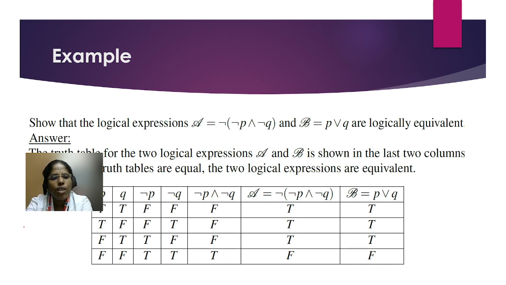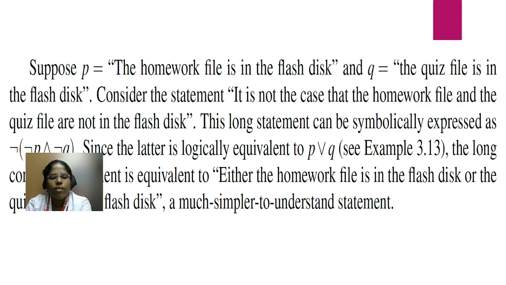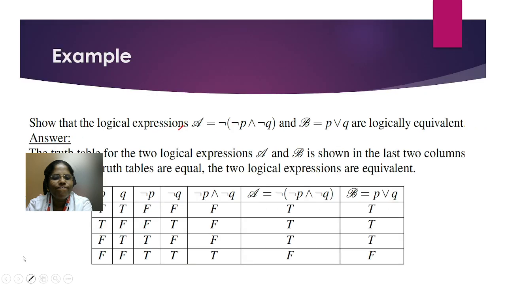As usual, first we need to take the P value and Q value, and then the negation P and negation Q. And then we need to take the AND for negation P and negation Q. AND means if both are true, then only you will have true, otherwise it becomes false. Then A is the negation of that, so we need to do the negation. If it is false, it becomes true; if it is true, it becomes false.